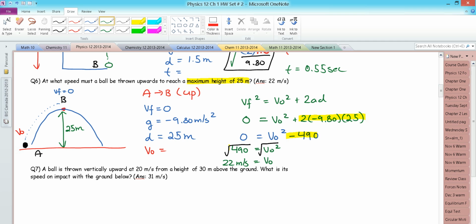All right, so that's question number 6. I do apologize for messing up the information at the start of the problem. We were given the maximum height of 25 meters, and we were looking for the initial speed. So the initial speed at position A is 22 meters per second.